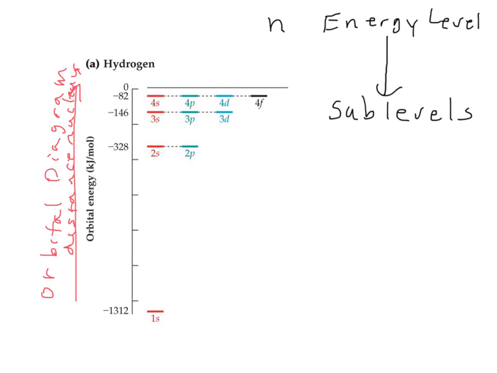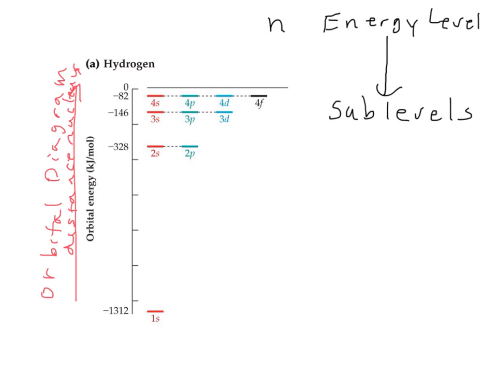If we return to our orbital diagram, we can see very clearly that we have our first energy level, and our first energy level has one sublevel. We have our second energy level with two sublevels, 2s and 2p. We have our third energy level, 3s, 3p, 3d. We have our fourth energy level, 4s, 4p, 4d, and 4f. So we can see that each energy level is divided into sublevels.